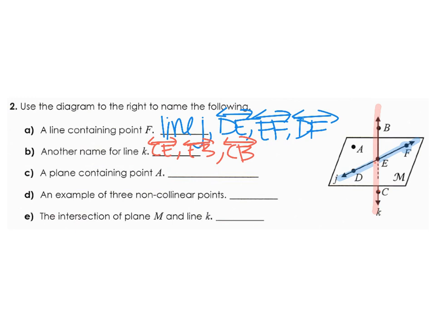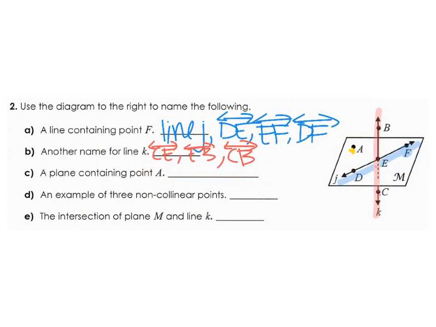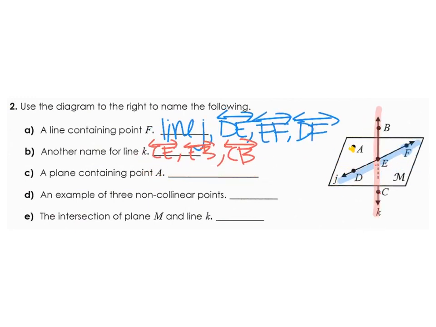Now a plane containing point A. So point A is this point right here. And the plane that contains it would be plane M, all right? Because we always want to look for the capital script letter that names the plane. So we would call this plane M.